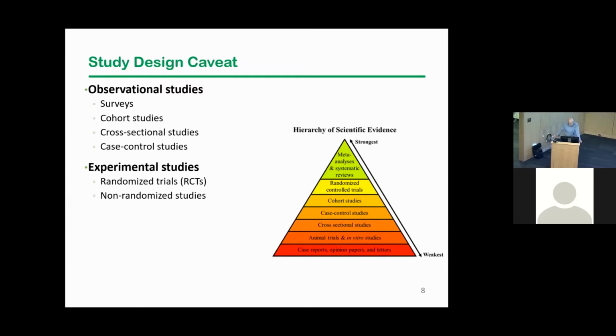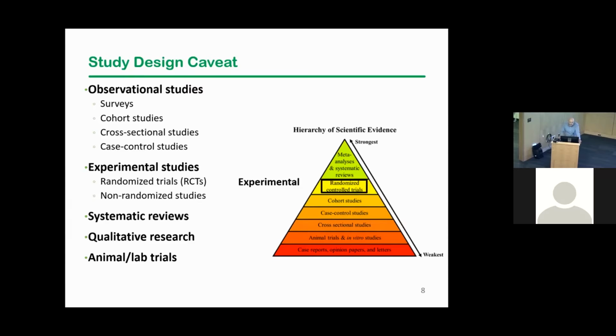Beyond the observational studies, we have a number of experimental studies like RCTs and non-randomized studies. We have systematic reviews, qualitative research, and animal trials. And what I have on the right is what I call the hierarchy of scientific evidence triangle. Randomized controlled trials are the strongest single study design that you can do to determine if an exposure or treatment is causal of some outcome.